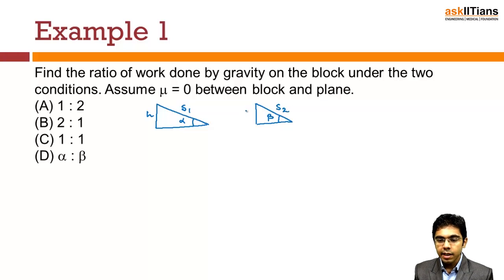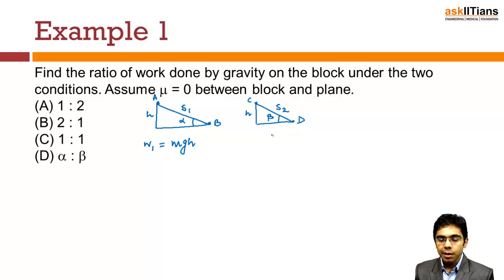Since the height is the same for both conditions, we have to find the ratio of work done by gravity, as the block goes from position A to B and C to D. So if we say the work done from A to B is W1, we have seen that it depends upon the initial and the final position. So this work done comes out to be mgh.